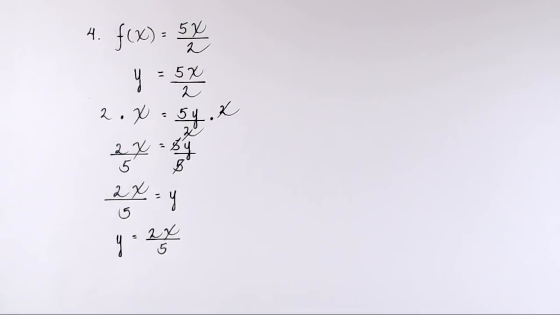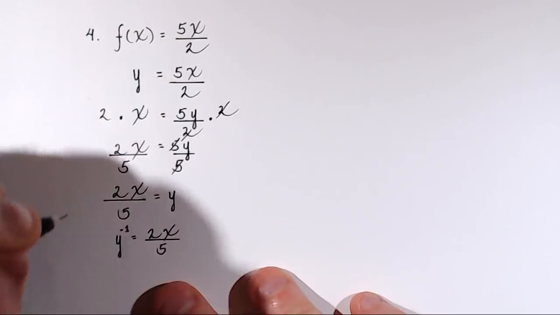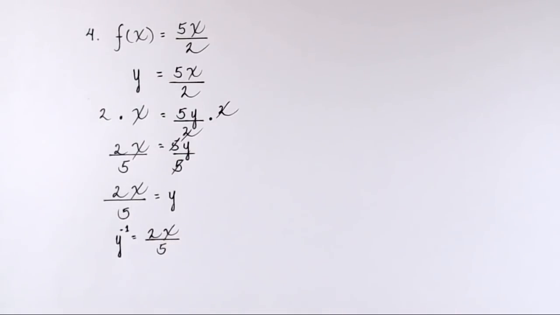And remember, we're going to use that inverse notation. So I'll put this little -1 here. And so I've got y inverse equals 2x over 5.